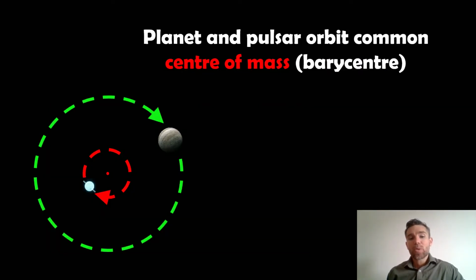So if we do have a planet and a pulsar system, they orbit a common center of mass, the barycenter. The planet doesn't orbit the pulsar, they orbit a common center of mass, but because the pulsar is so much more massive than the planet, it wobbles a little bit, a bit like the radial velocity method that we detect planets with around stars. So the pulsar does a little orbit here, while the actual planet is on a bigger orbit, but they're orbiting a common center of mass, the barycenter.